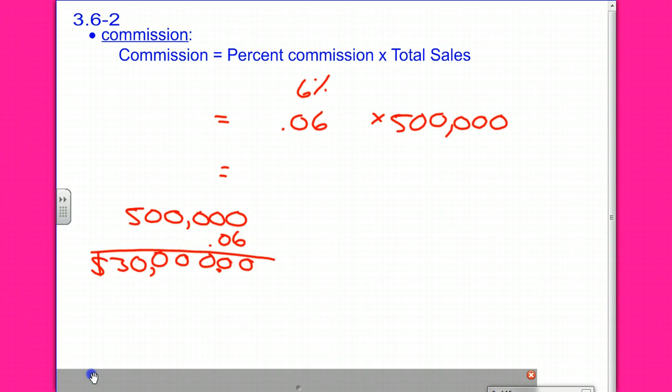So what do you think a realtor would make if they were making 6% commission on a $1 million home? Audrey? Right, just double that figure, $60,000. So if you were a realtor, what type of homes would you like to sell? Expensive homes, that's right.